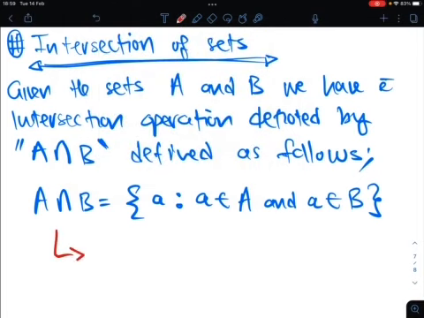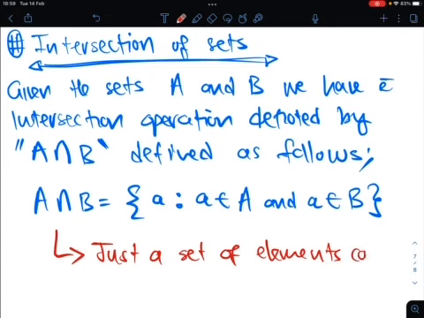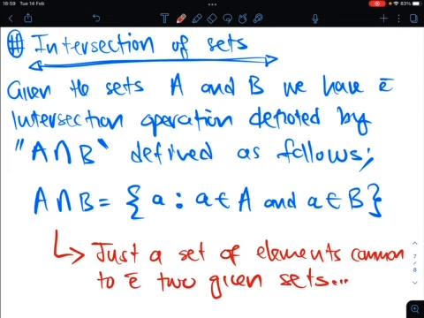So in simple terms, the intersection is just a set of elements common to the two given sets. The intersection is a set which takes the things that are common between these two given sets. So when you see an element which is shared by both sets, that's what makes up what we call an intersection.